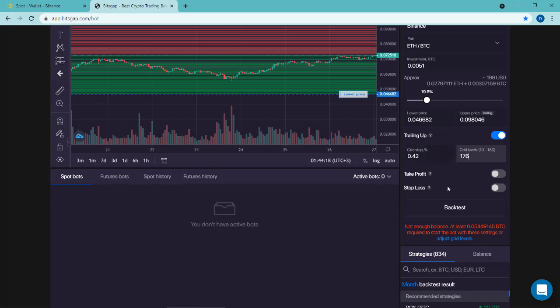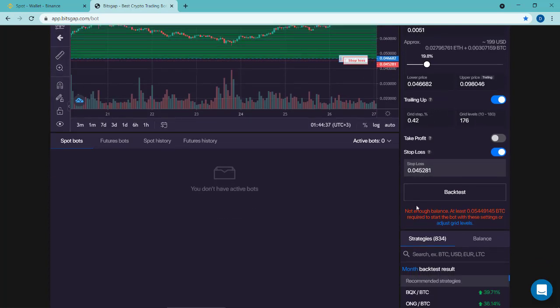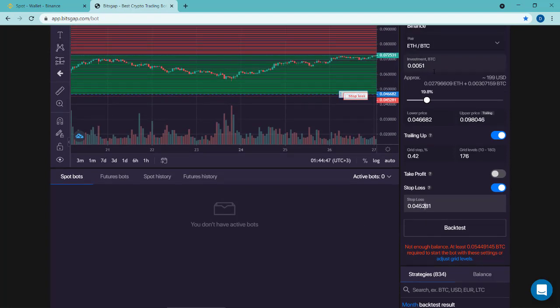Stop loss, so I'm going to use stop loss in case the value of Ethereum keeps dropping against Bitcoin. So we'll put on the stop loss and we'll keep the default value. I've got a message over here, not enough balance. It says that for the settings that I've made, I need a balance of at least 0.05 Bitcoin. Well, I haven't got that amount, and I don't want to use that amount even if I did. I want to set this for $200.